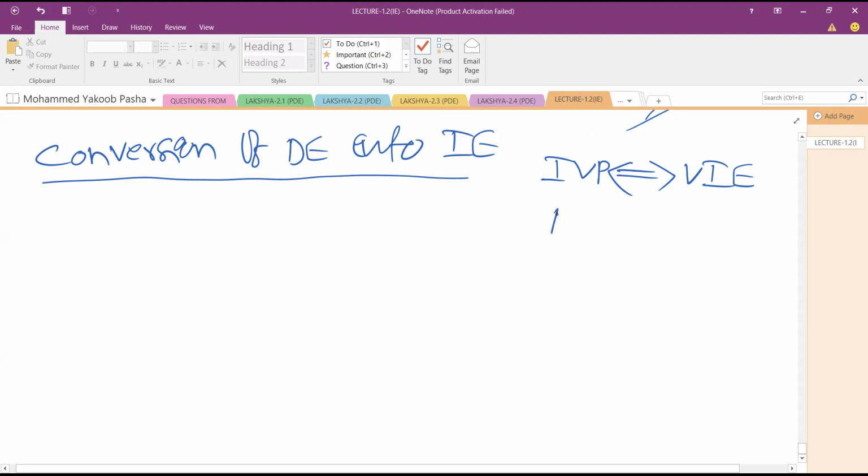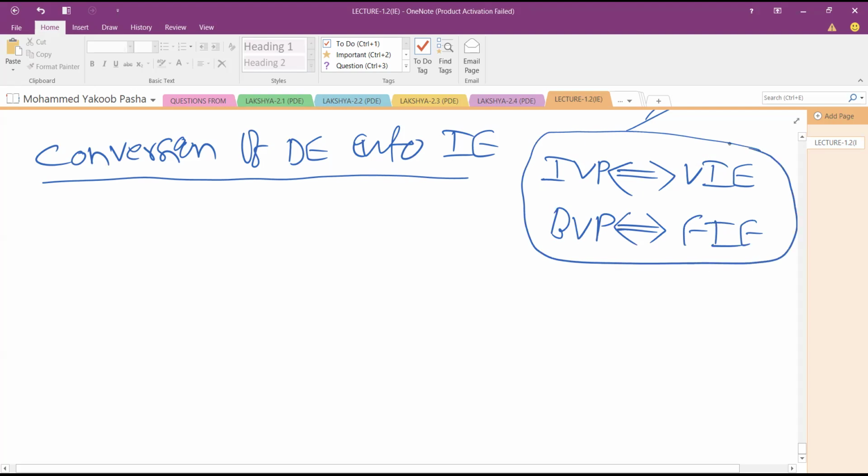Similarly, boundary value problem implies and is implied by Fredholm integral equation. If you remember, initial value problem becomes Volterra integral equation. Boundary value problem becomes Fredholm integral equation. Converse is also accepted. Okay.